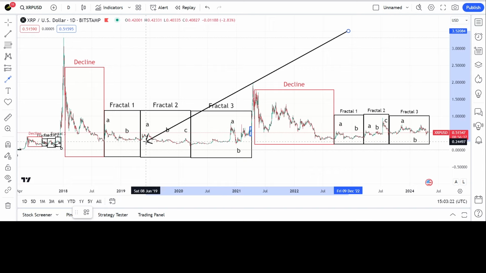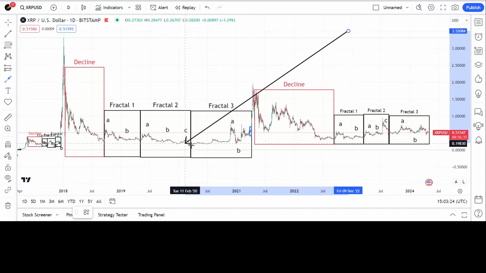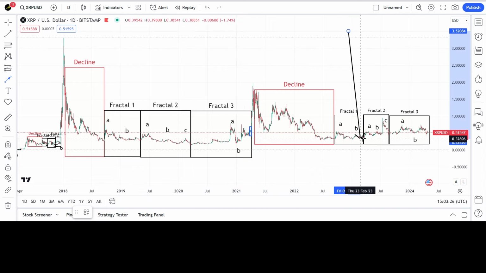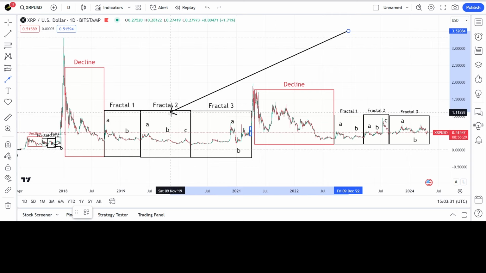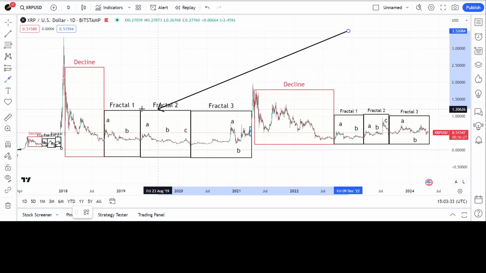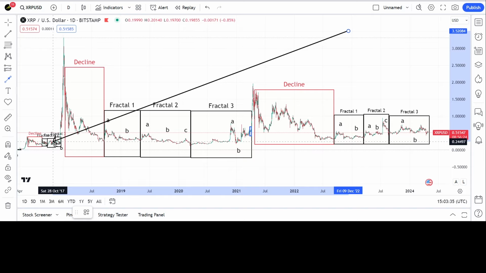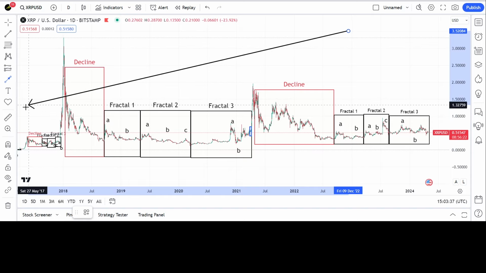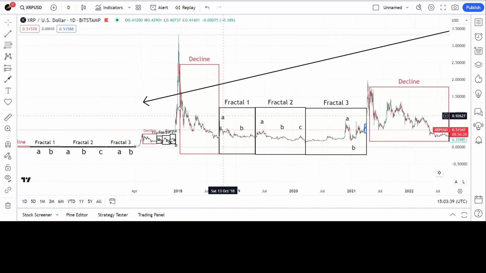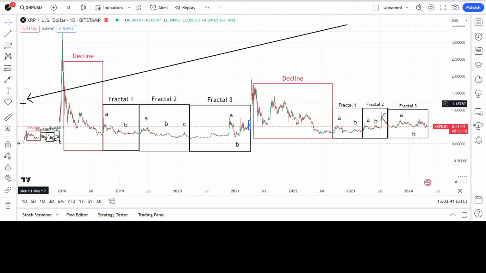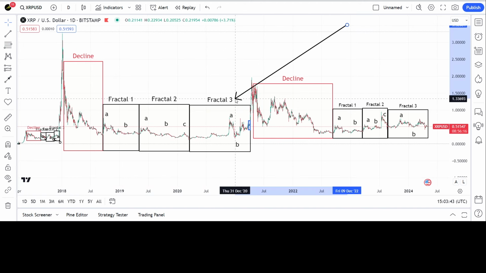In fractal 2, it has three waves, wave A, wave B, and wave C. Over here, we have the same thing, wave A, wave B, and wave C. It looks different, this fractal 2 from this fractal 2. This fractal 2 looks different from this fractal 2. And this fractal 2 looks different from the fractal 2s that came before this one. So it is always going to look different, but they will have the commonality of doing the same functions.